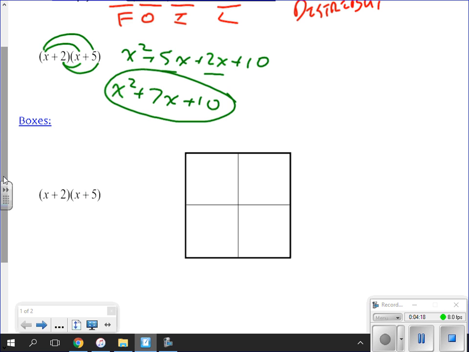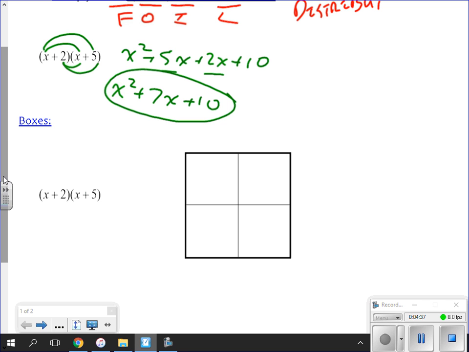Do you have to do both of them? No, it could be either one. Whichever one works for you. I've had students that prefer one, some students prefer the other. These are both good methods that work. Good question, though. So, 2 terms, 2 terms. I have a 2 by 2 box.